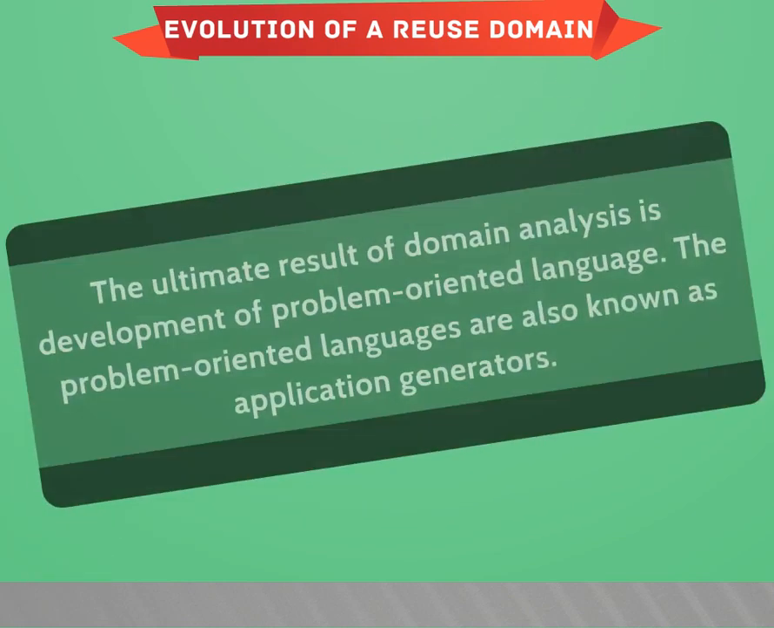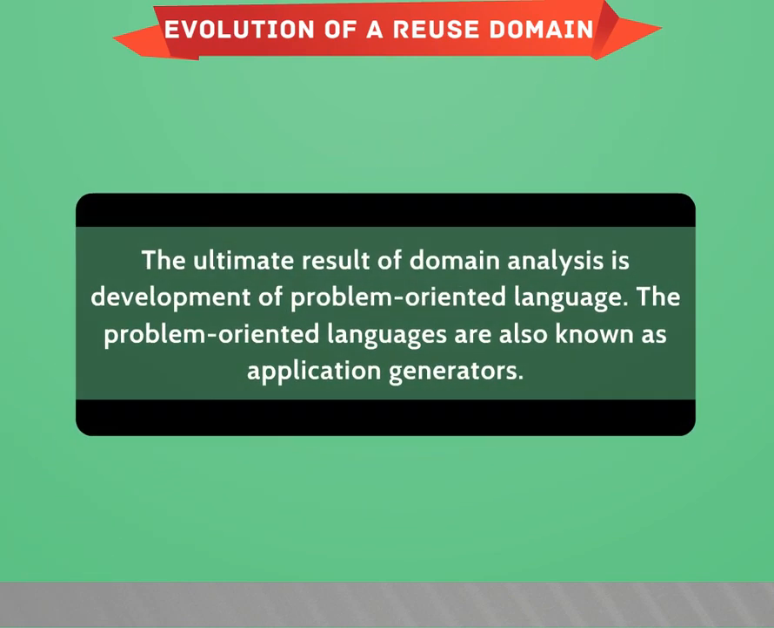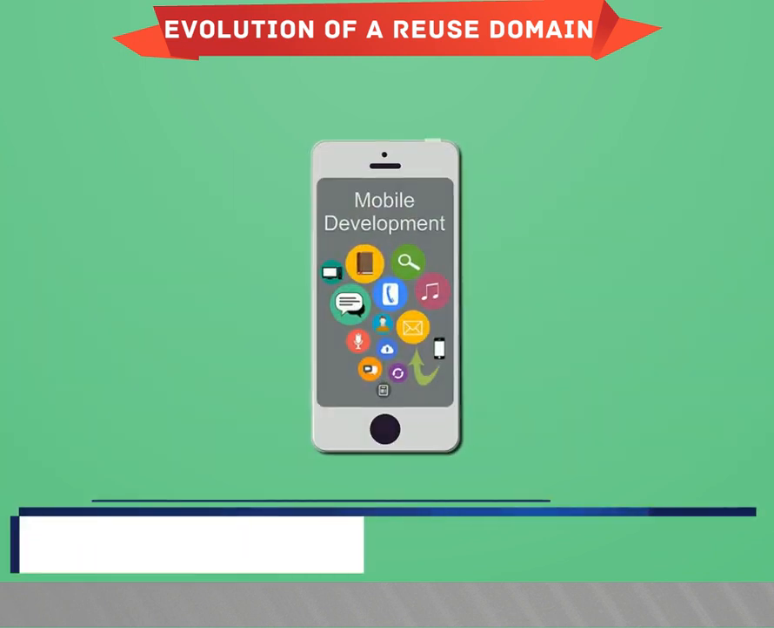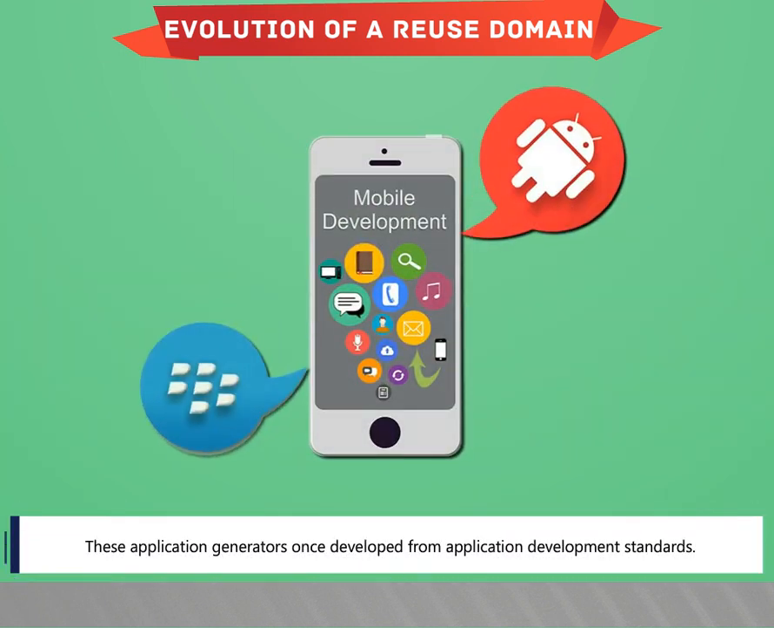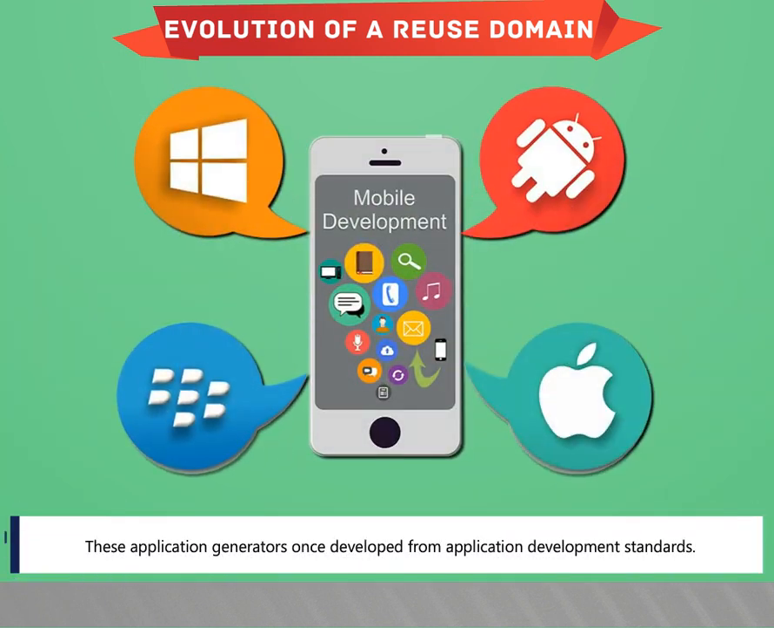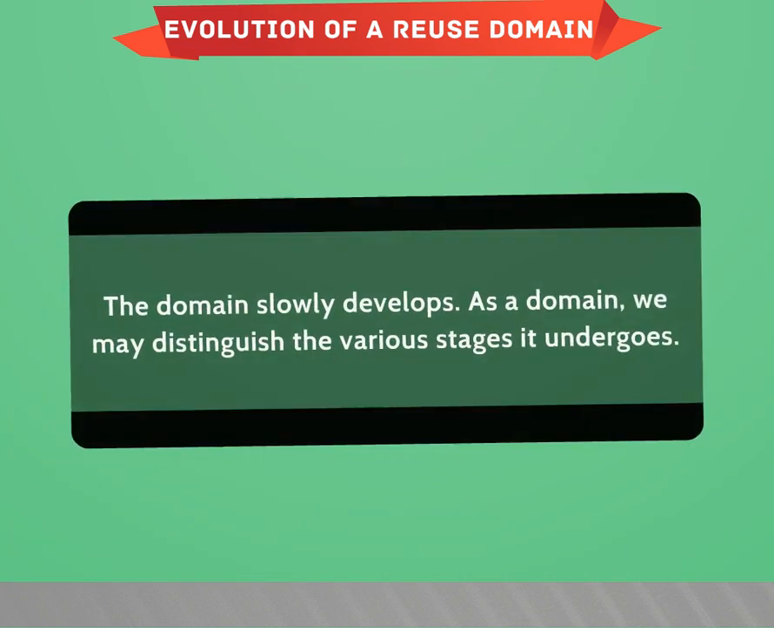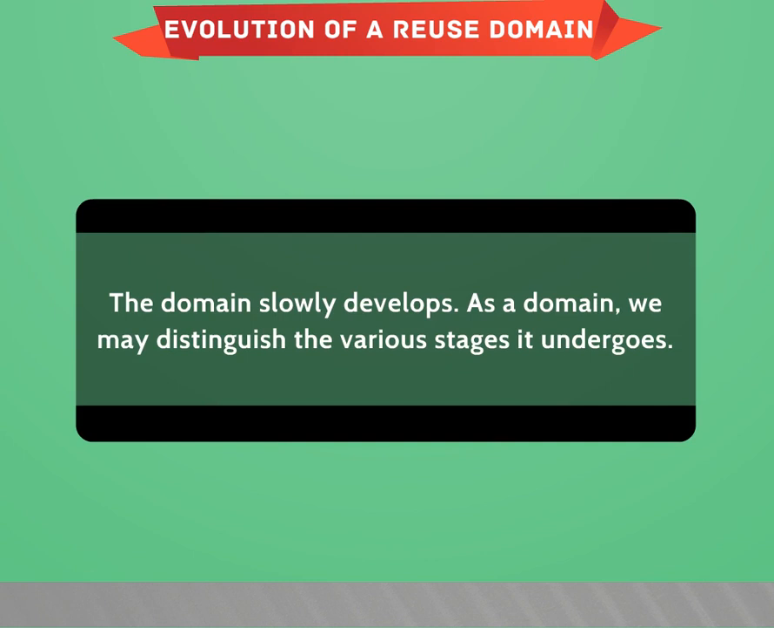Evolution of a reuse domain. The ultimate result of domain analysis is the development of a problem-oriented language. The problem-oriented languages are also known as application generators. These application generators were once developed from application development standards. The domain slowly develops. As a domain develops, we may distinguish the various stages it undergoes.